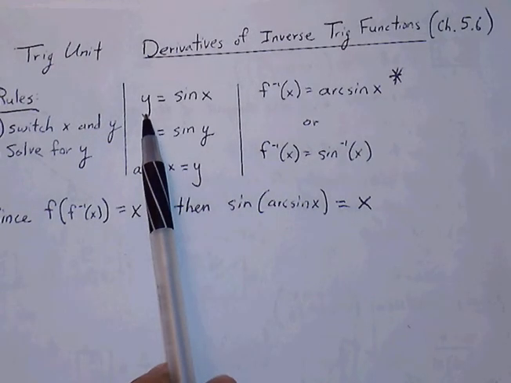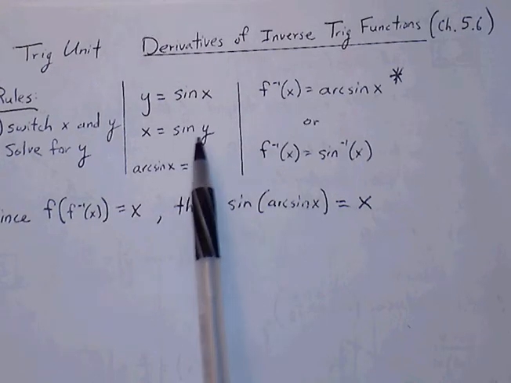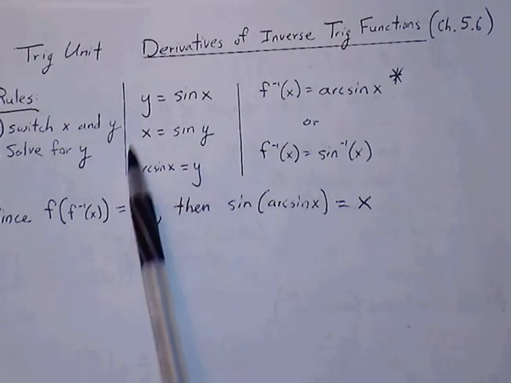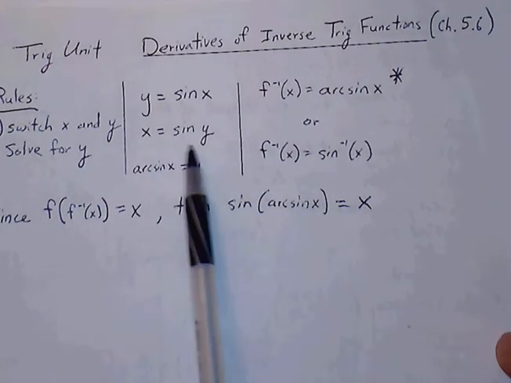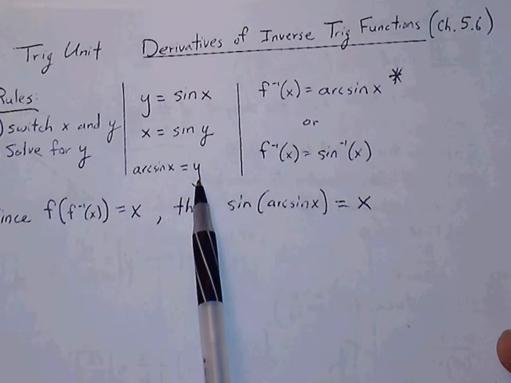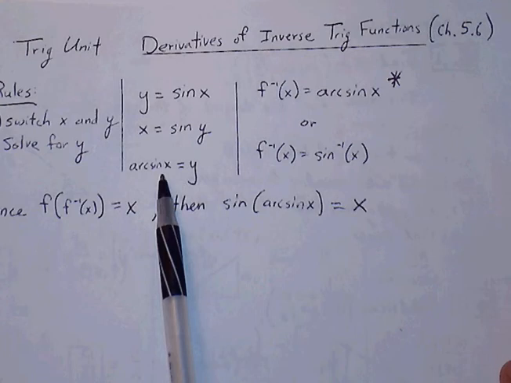I can first switch the x and y. So x equals sine of y, and if I want to solve for y, I have to bring the sine over to the other side, so we can use inverse sine. When we bring a trig function to the other side of the equation, it turns into arcsine of x, so y is equal to arcsine of x. So this is our inverse function for sine of x.